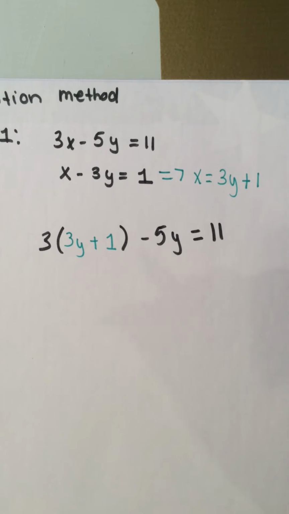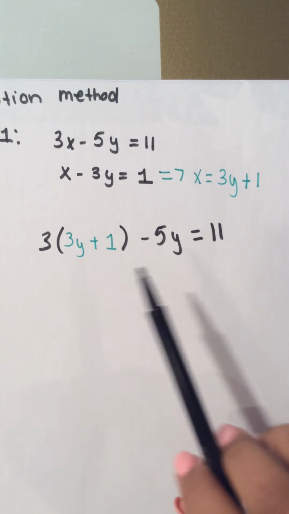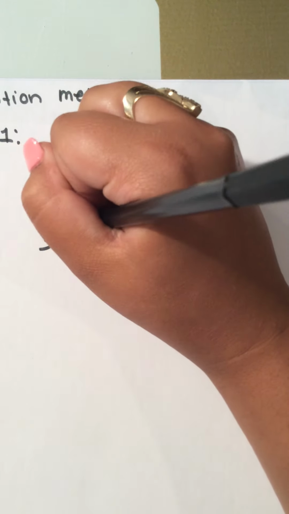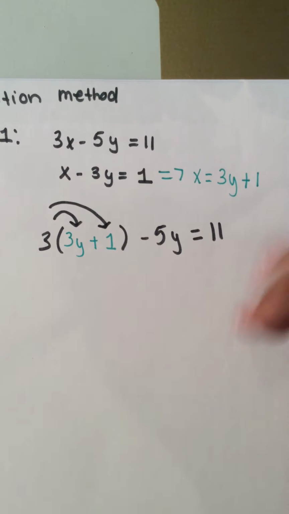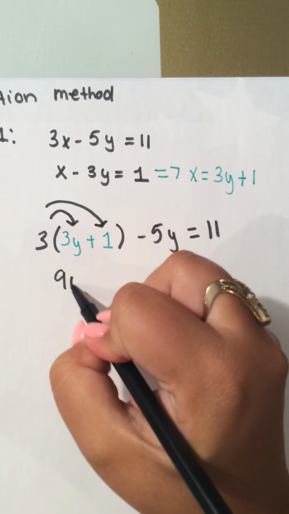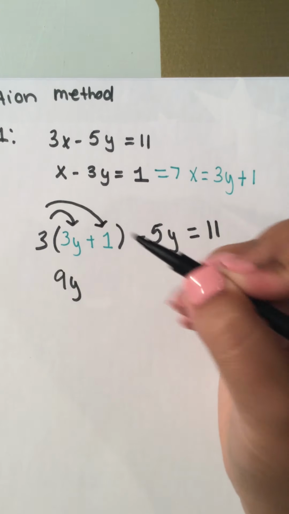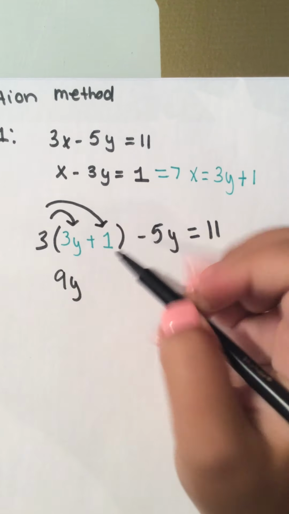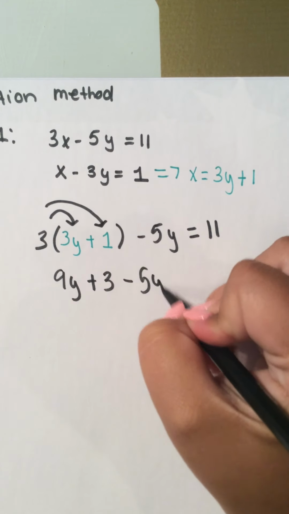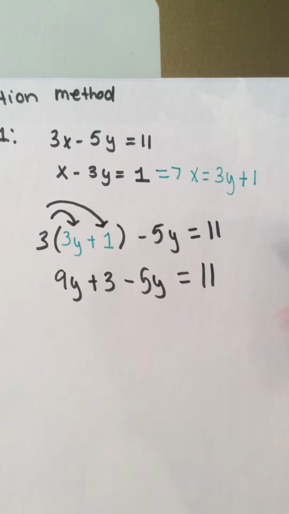Now, going back to solving equations, I'm going to solve for y in this case. This 3 in front of the parentheses means I'm going to distribute it, which is just a fancy way of saying I'm going to multiply it. So I multiply 3 times 3y, which gives me 9y, because 3 times 3 is 9, and then you tack on the y. 3 times 1 is just 3. And then we have minus 5y equals 11.